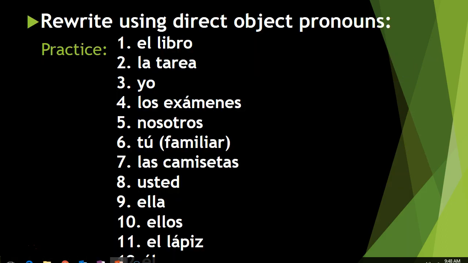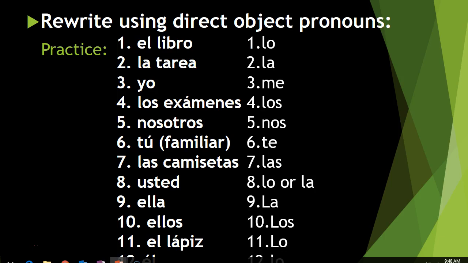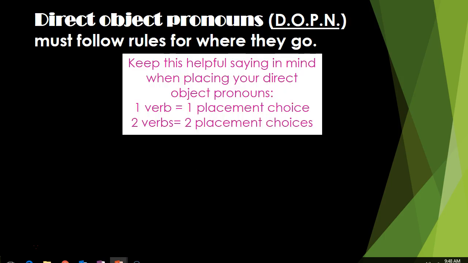So we're going to go ahead and do a little bit of practice. Rewrite the direct object pronouns. So you want to look at el libro. What word would you replace that with? Go ahead and pause the video right here. Give this your best effort, and then you can check your answers. All right, so when we're using direct object pronouns, these are the words that we would replace our nouns with.